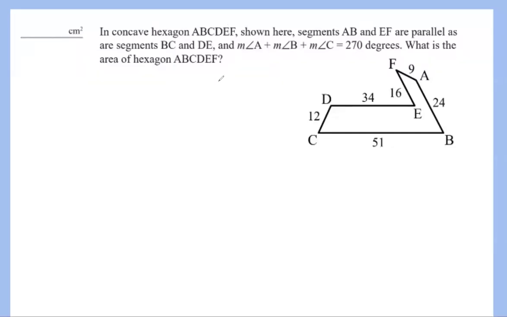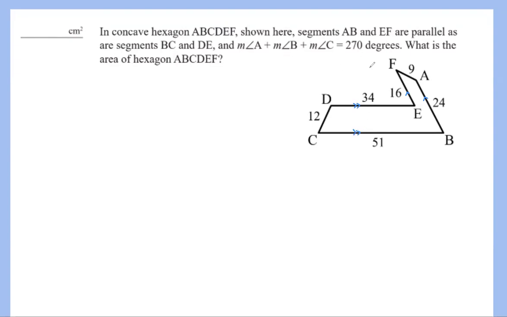Okay, so this is number 10 on the team test. So we have a concave hexagon A, B, C, D, E, F, as given. And AB and EF are parallel. So we are told this is parallel to this guy. And BC and DE also. So these guys are parallel.